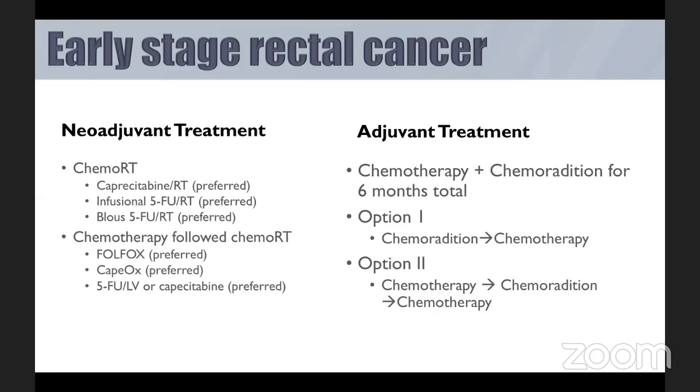For the chemoradiation option, we give them capecitabine with radiation, and for the chemotherapy option, we give either FOLFOX or CAPOX. For the adjuvant approach, either do a sandwich, which is chemotherapy, chemoradiation, and then chemotherapy, or start with the chemoradiation and then chemotherapy.